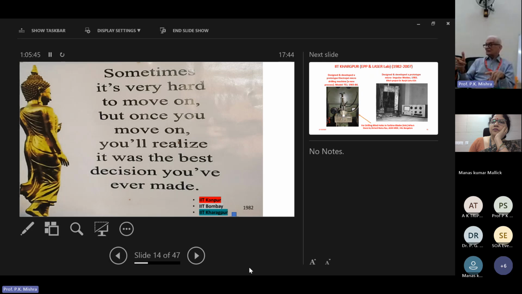He is not Mishra from Kanpur. He is Mishra from Orissa, an Oriya Mishra. So the problem started from that. That type of problem still exists in our system. It has to be removed. Then I went to Bombay IIT.